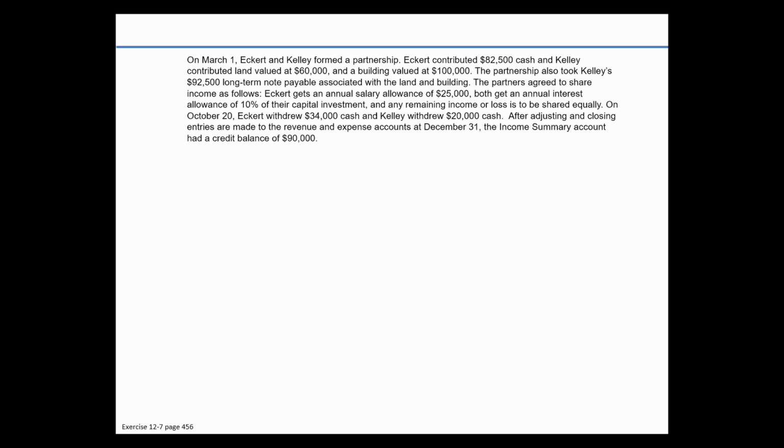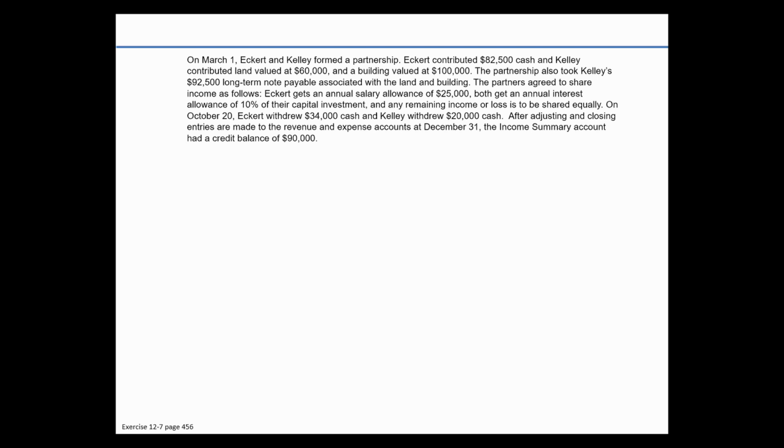The partners agreed to share income as follows. Eckerd gets an annual salary allowance of $25,000. Both get an annual interest allowance of $10,000 on their capital investment, and the remaining income or loss is to be shared equally. On October the 20th, Eckerd withdrew $34,000 cash, and Kelly withdrew $20,000 cash.